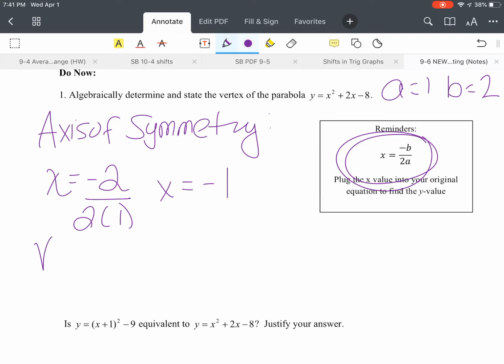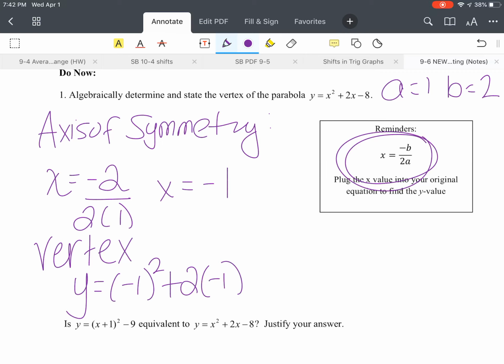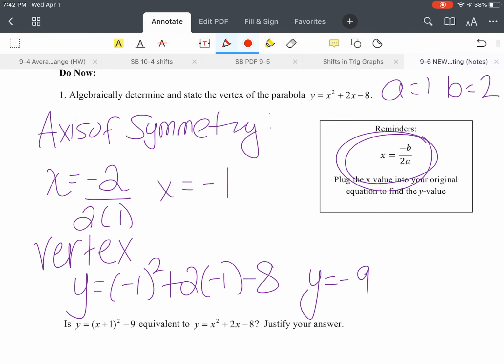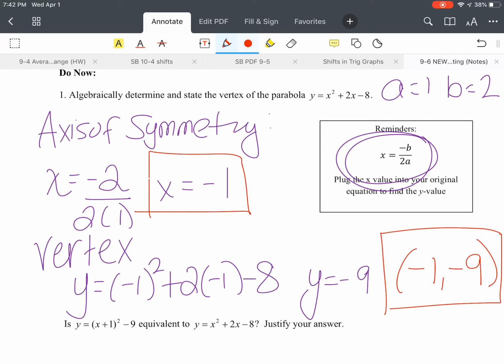Now to find the vertex, we need to take that negative 1 and plug it in every time I see x. Okay, so when I plug that in, you can use your calculator to do that for you, and you get y equals negative 9. So be sure that once you find the y value, that you're actually writing the vertex. The vertex is an ordered pair. Remember, an ordered pair is an x and a y, x comma y. So negative 1, negative 9. So there's my axis of symmetry and my vertex.